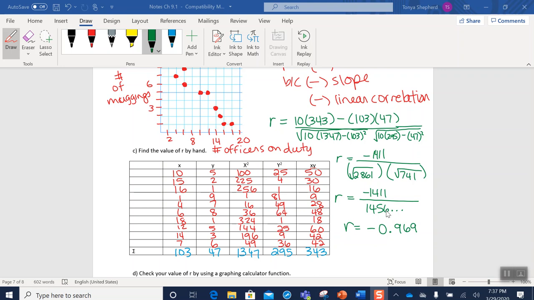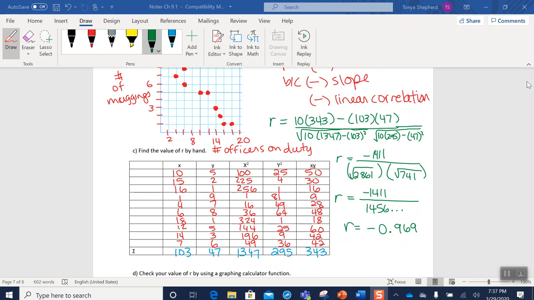Please don't round as you're going along. Please keep the numbers in your calculator. Use the answer function. Don't round until you get to the final answer. It does tend to push your answer further and further off if you round at each step. So if you're not getting this, take a look at my work here. Go back and put it in your calculator again and see if you can get that value.